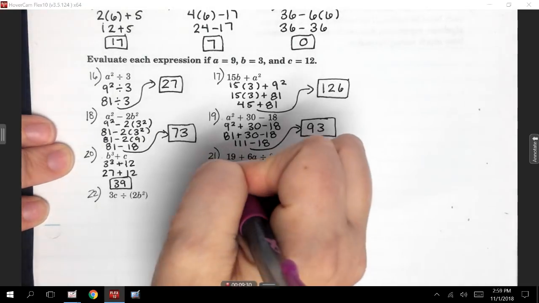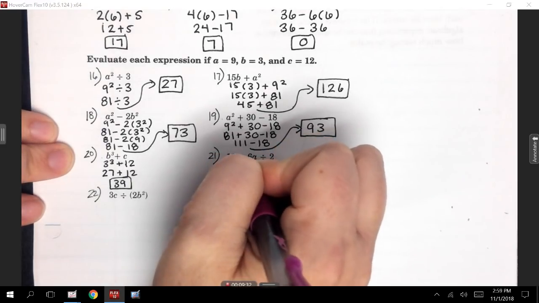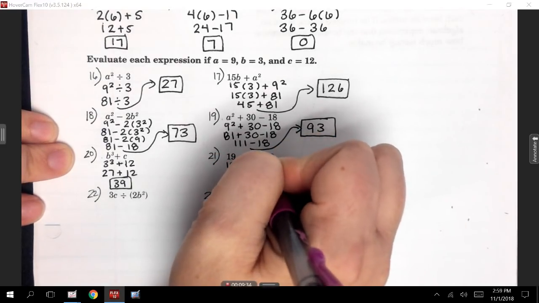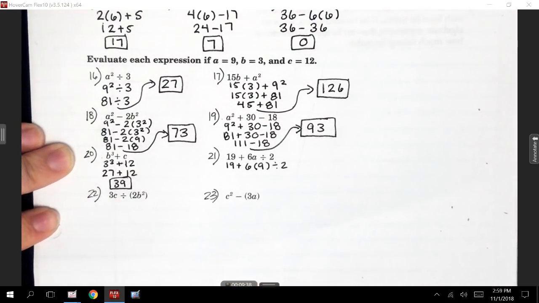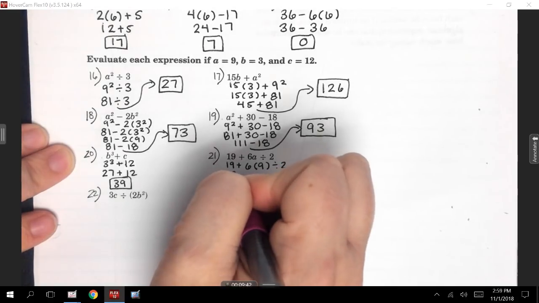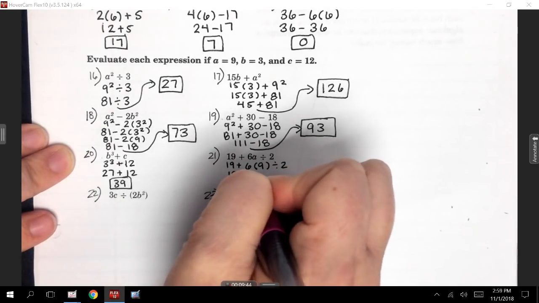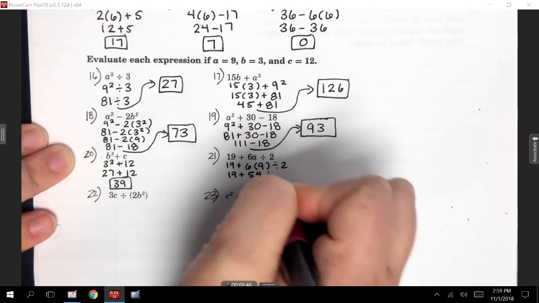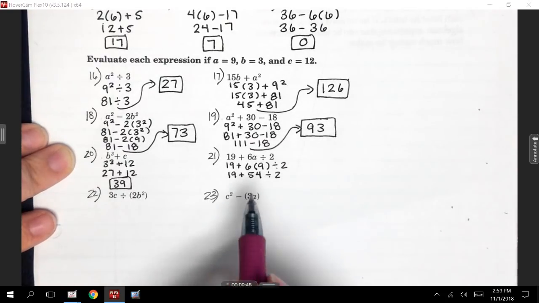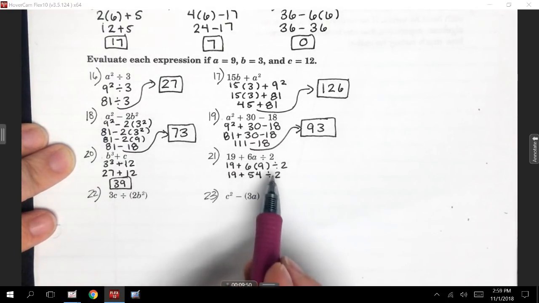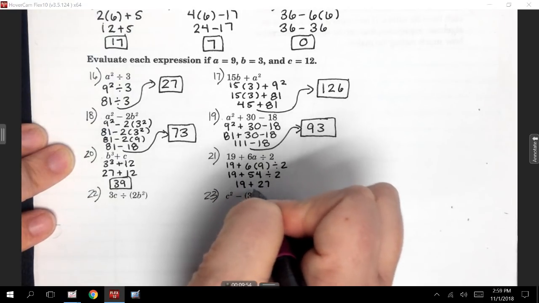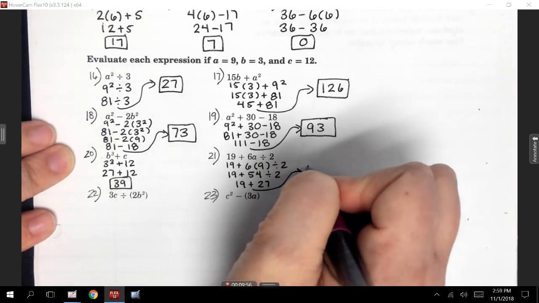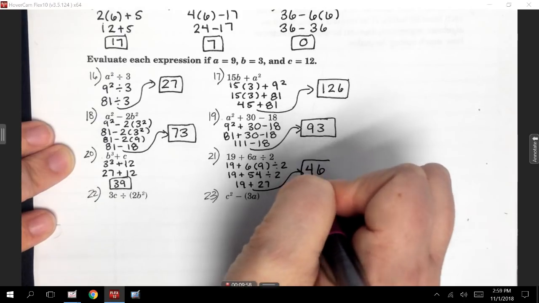All right, 19 plus 6 times 9 divided by 2. Again, you can see where I'm just putting that 9 next to it, but in parentheses so it doesn't look like 69. So that gives me 19 plus 6 times 9, which is 54, divided by 2. Now I'm going to do that division. So I get 19 plus 27, and 19 plus 27 gives me 46.